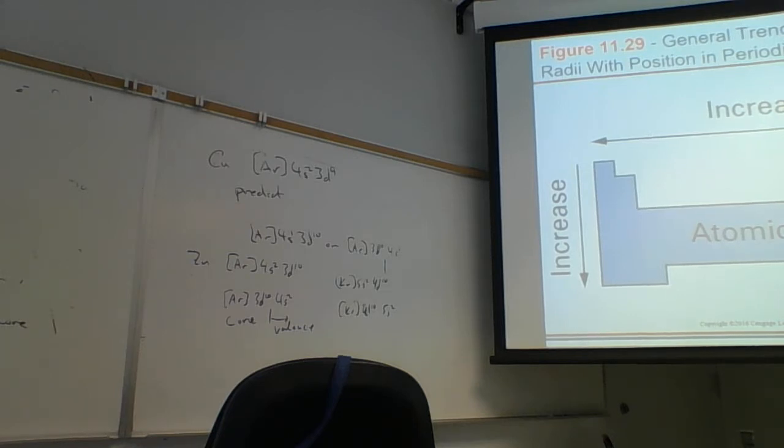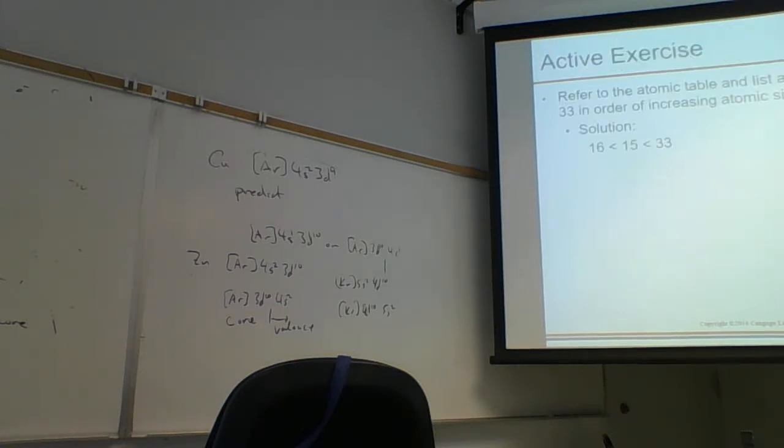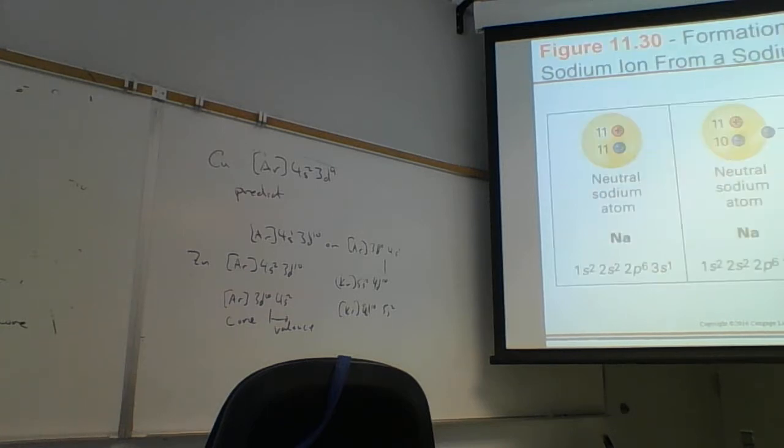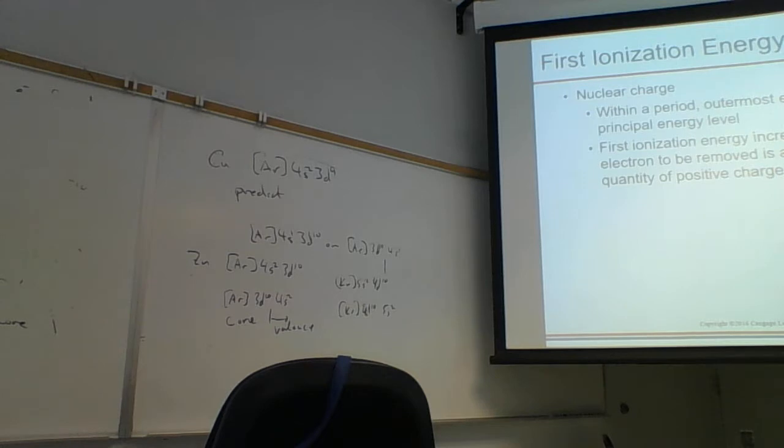Here you can see it, the chart. The next thing we're going to talk about are the ionization energies. So that was radii. So we're going to look at ionization energy, another application of quantum. Ionization energy is abbreviated IE or I, or E sub I.